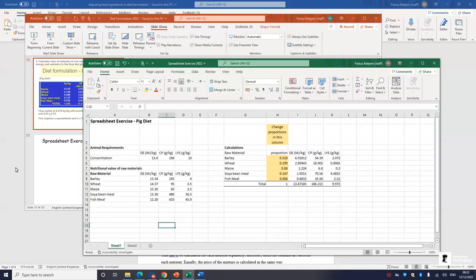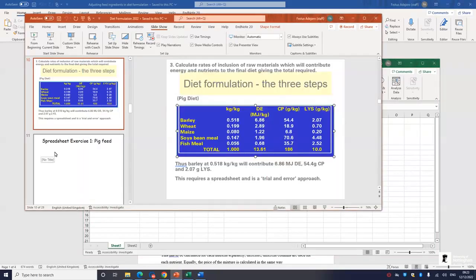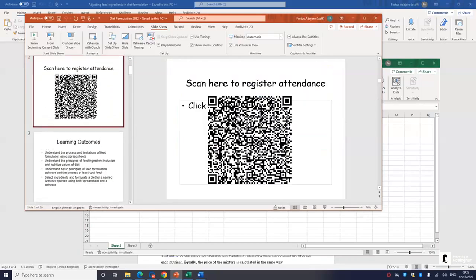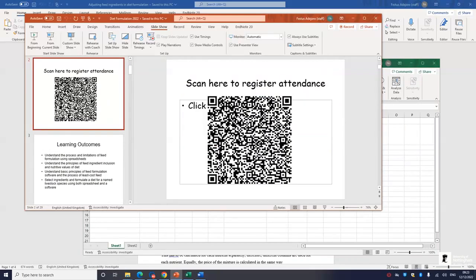And that way you have to fix those nutrients constantly, regardless of what you do subsequently, whether you want to vary your maize or your wheat, your barley, your soybean, your fish meal, or any of the other ingredients.